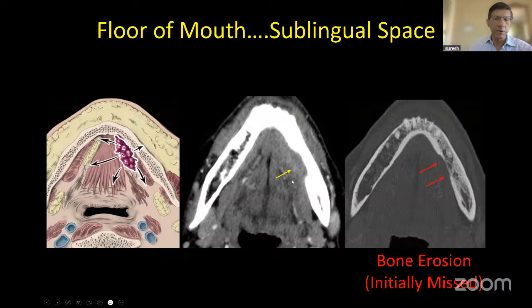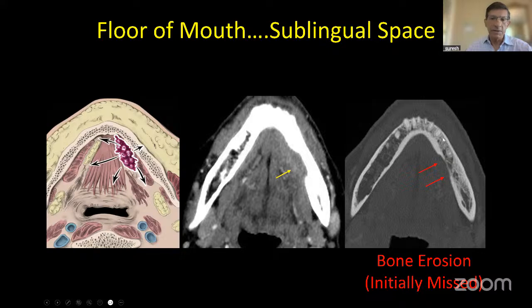Here we can see that tumor is completely involving the left floor of the mouth. But again, reconstructing with bone algorithms, and unfortunately, this was a study that was initially sent in from the outside, and the bone erosion was missed. So when we do see this bone erosion, I have to tell the surgeons that this cortex right here is eroded. And if you look real closely, we can also see some increased attenuation.